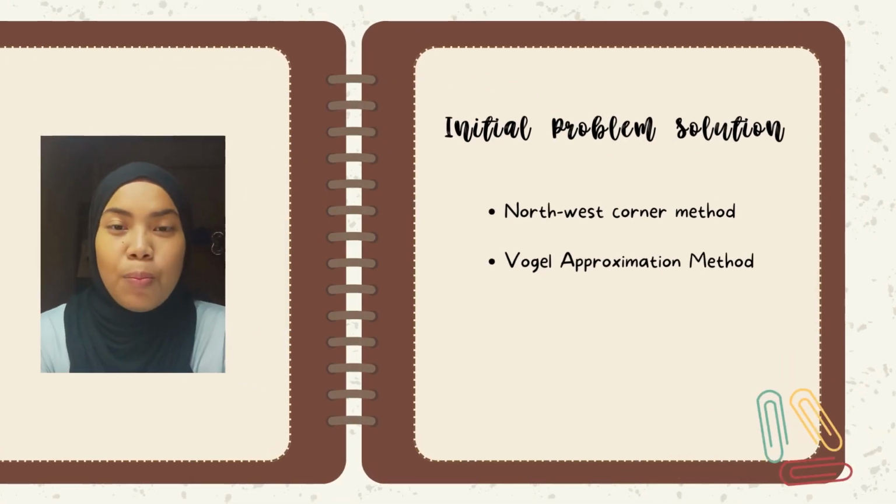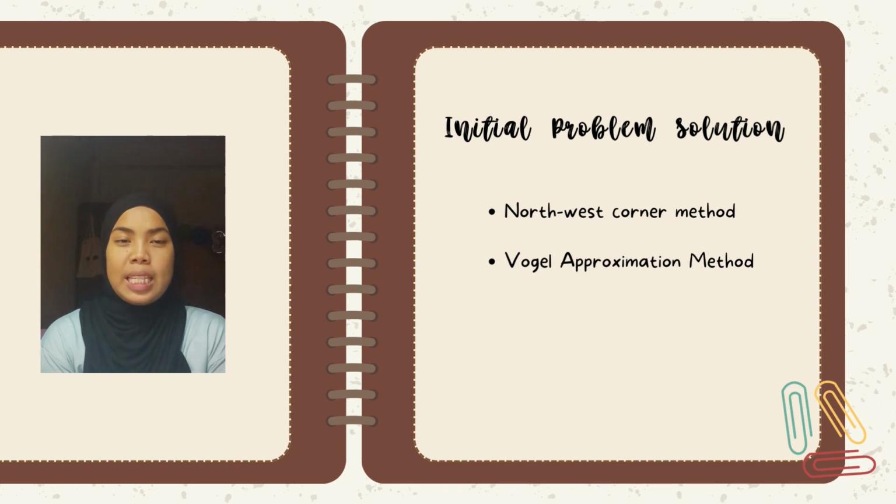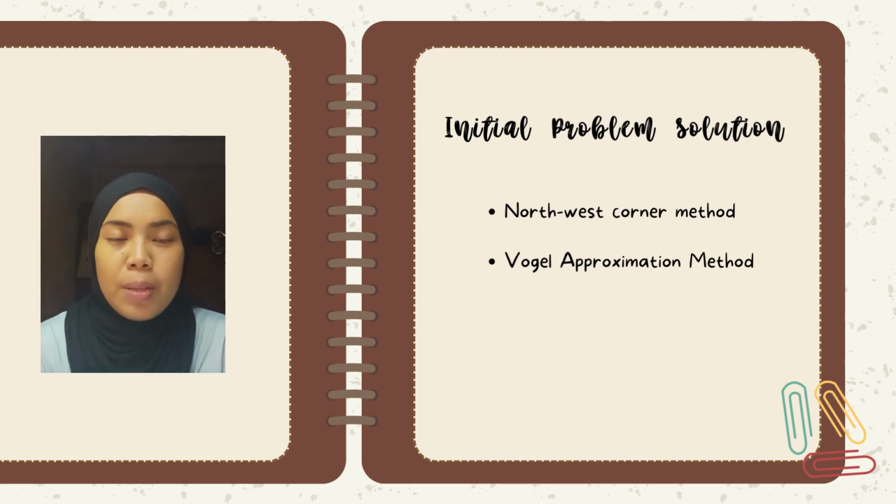Next is the initial problem solutions. First is the Northwest Corner method. The Northwest Corner method is an algorithm used for finding an initial feasible solution for the transportation problem. In linear programming, the transportation problem involves minimizing the cost of transporting goods from several suppliers to several consumers.